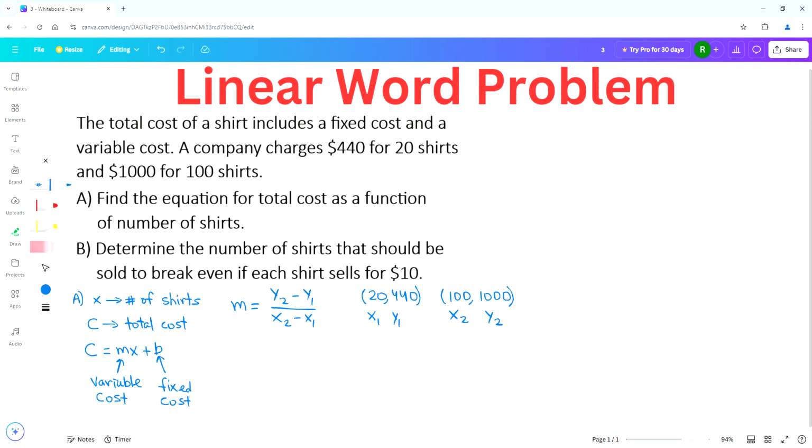Next, we can sub in these values in the slope formula. This fraction can be reduced to 7. This is the variable cost for the shirt. We can sub in this value of m in the equation for total cost.